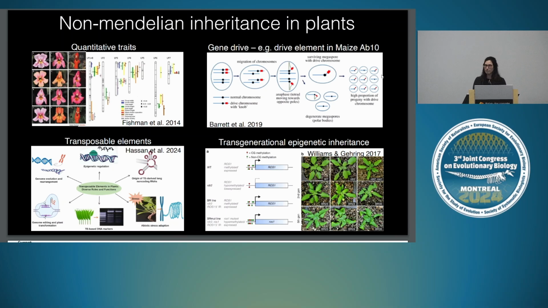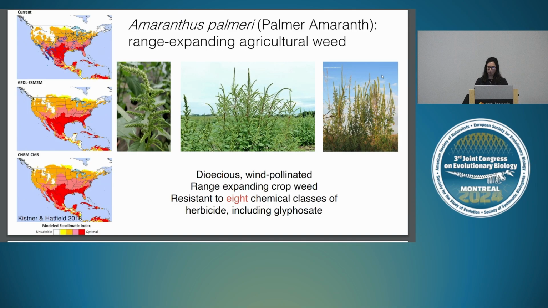So gene drive, which can create distortions in segregation ratios, transposable elements, the movement of genes through the genome, and epigenetic inheritance, where the expression of a gene is affected by processes other than the gene sequence. So today I'm going to be telling you about a quantitative genomic trait where we're interested in patterns of inheritance and are finding patterns that deviate from our expectations as well.